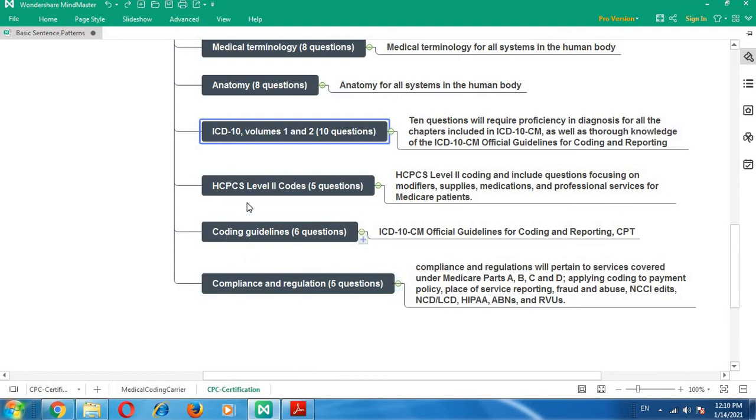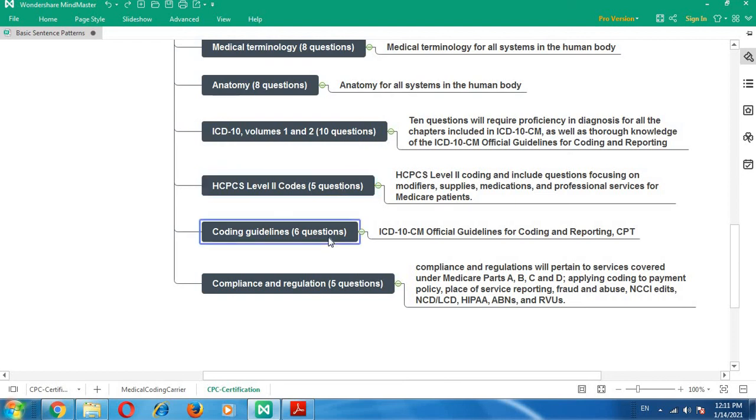Next section is the HCPCS level 2 codes. In this section, 5 questions are allotted. Here, the services provided, for example, durable medical equipment provided to a patient, supplies provided to a patient, any medication injections given to a patient, all these kinds of services come under this HCPCS level 2 code set. So the total allotted for this section is 5 questions.